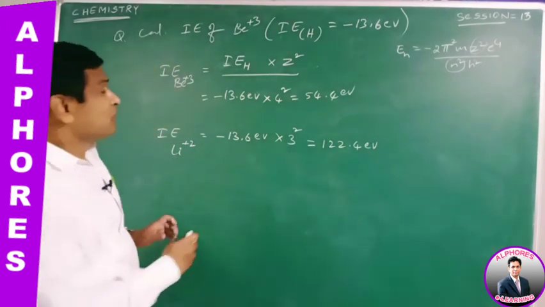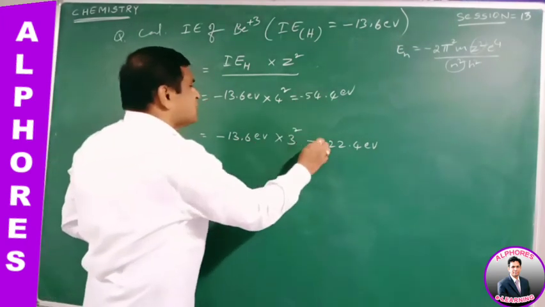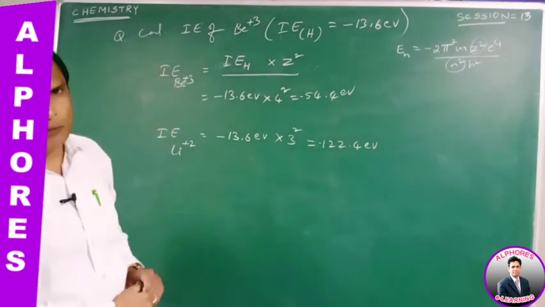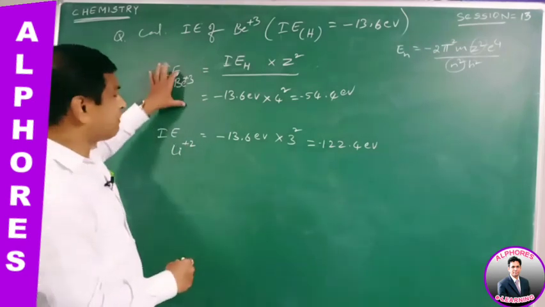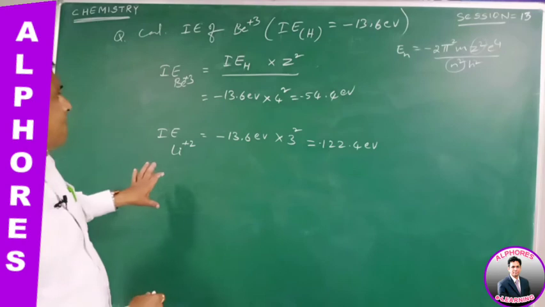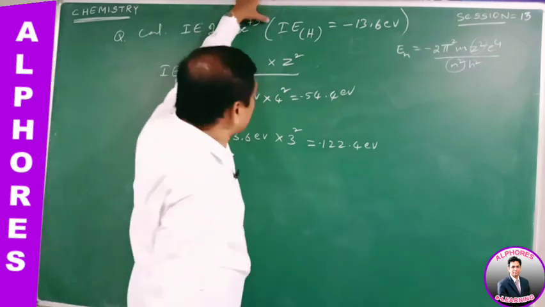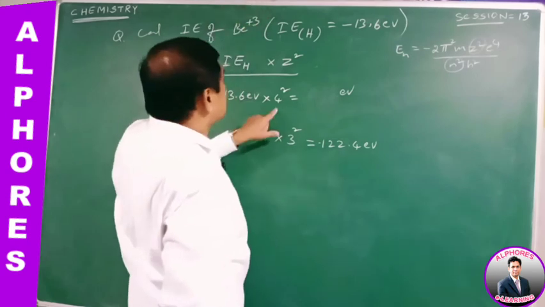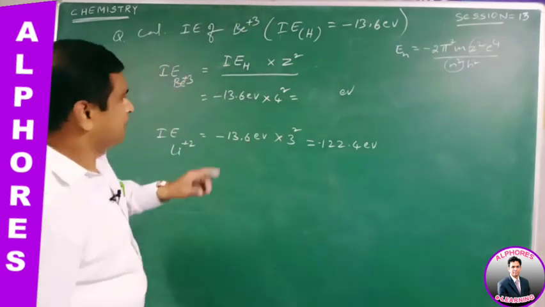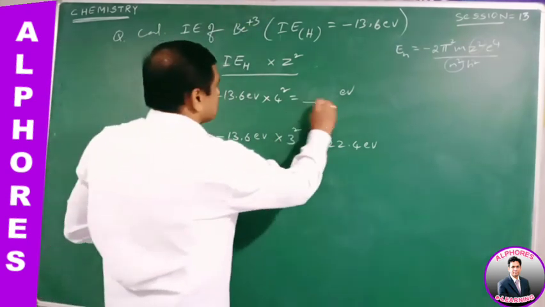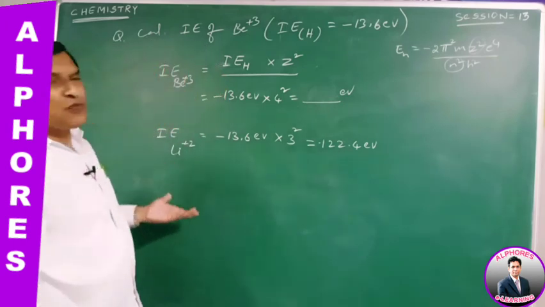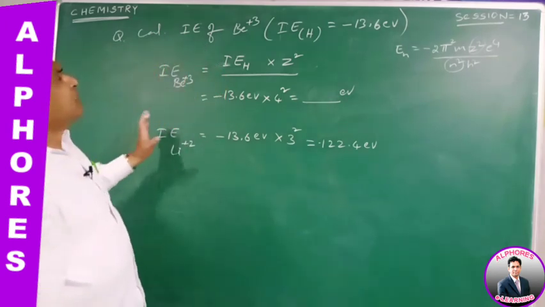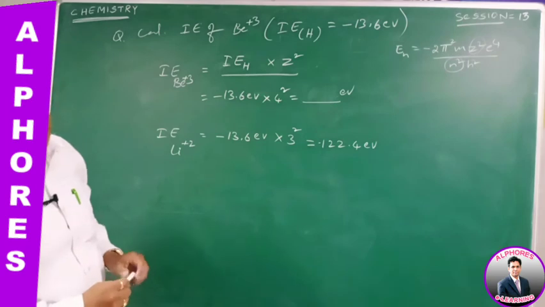So this much of energy is required to remove the electron from beryllium plus 3, and so it's not 54, it should be more than that. That is into 16 it comes. So like this we can calculate ionization energy of the species.